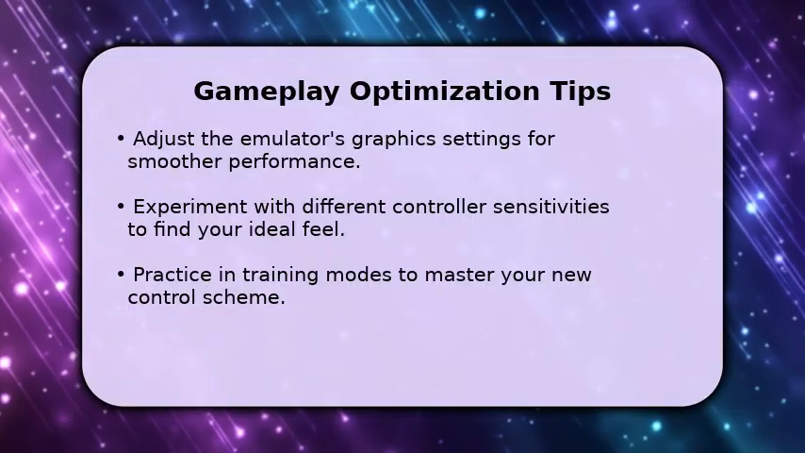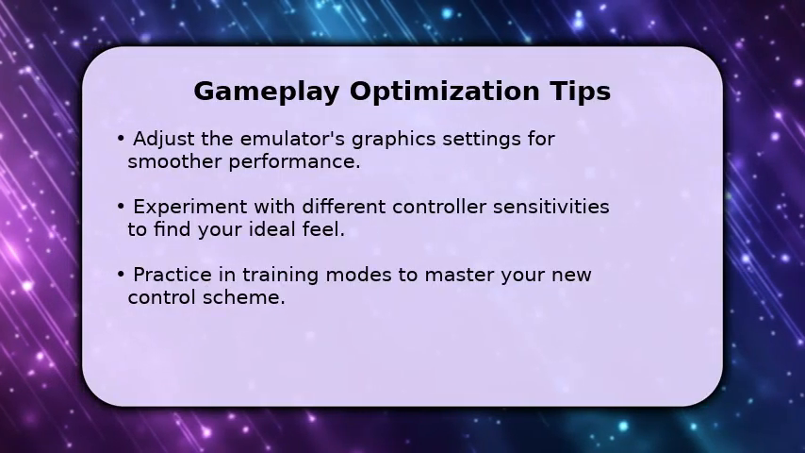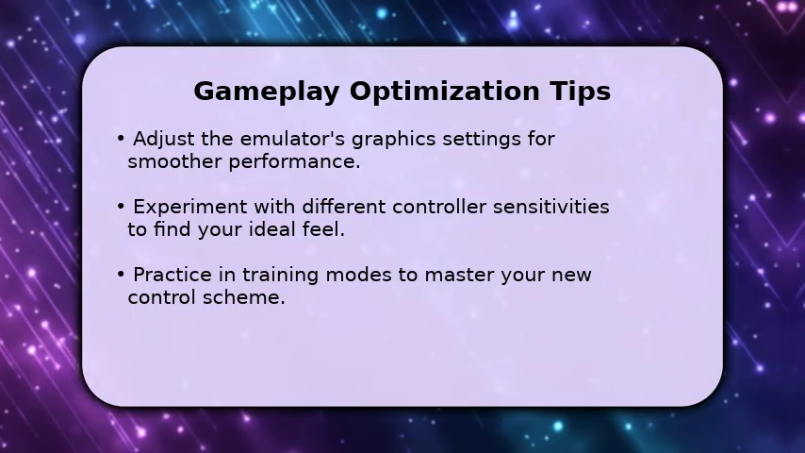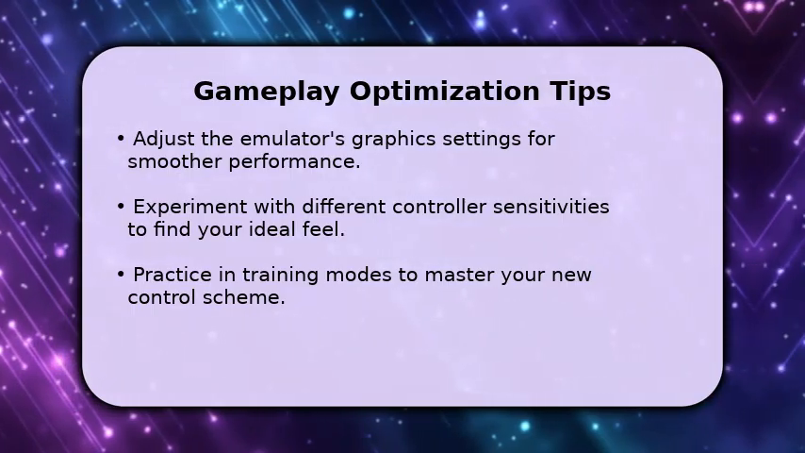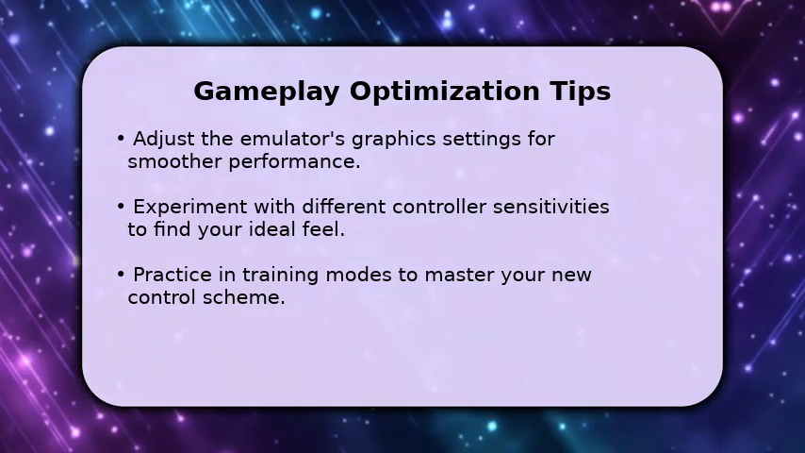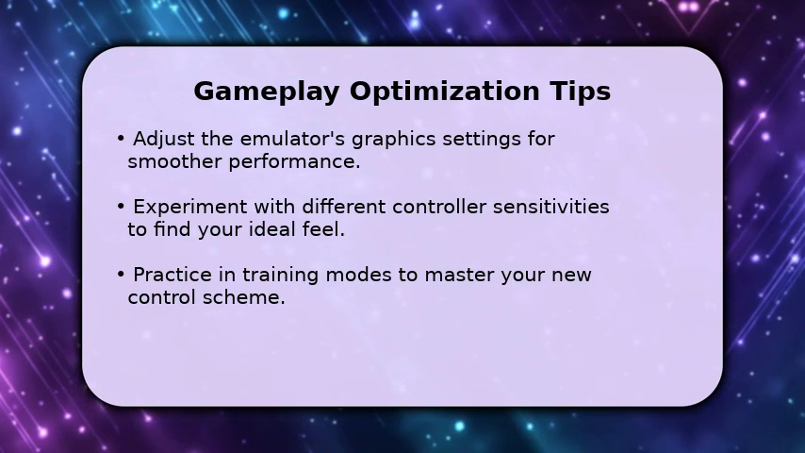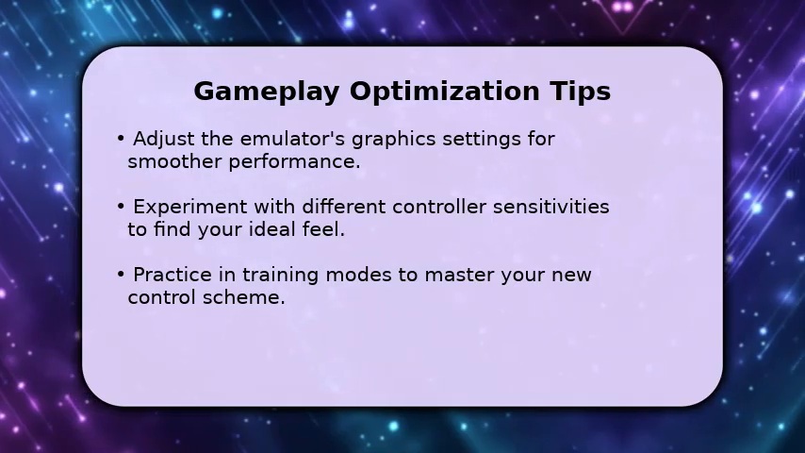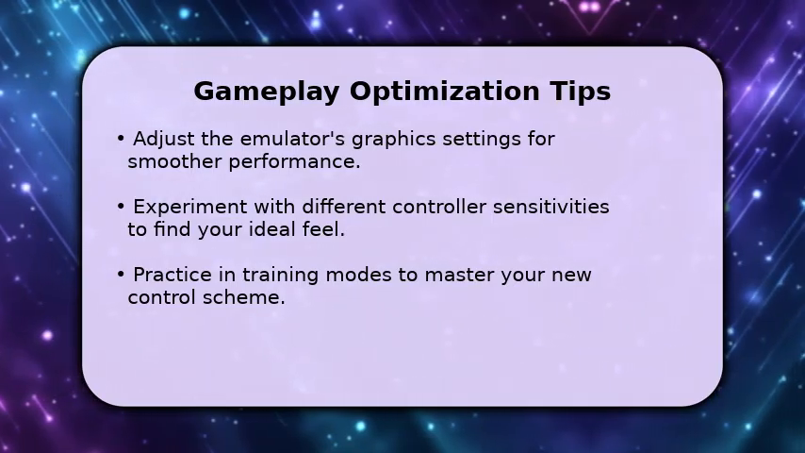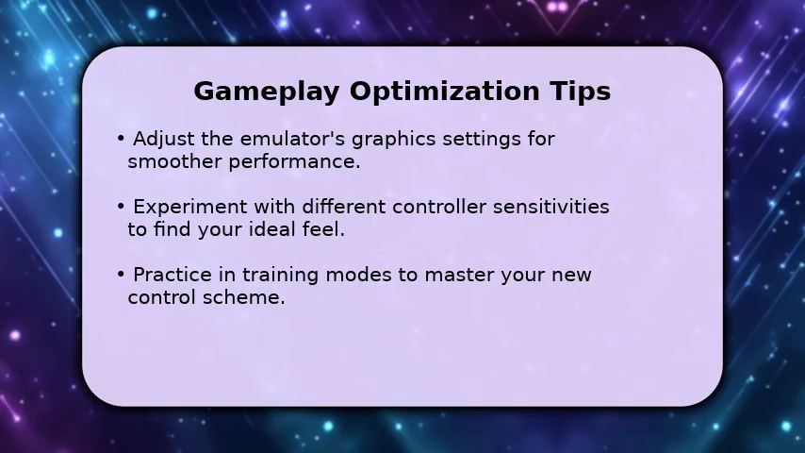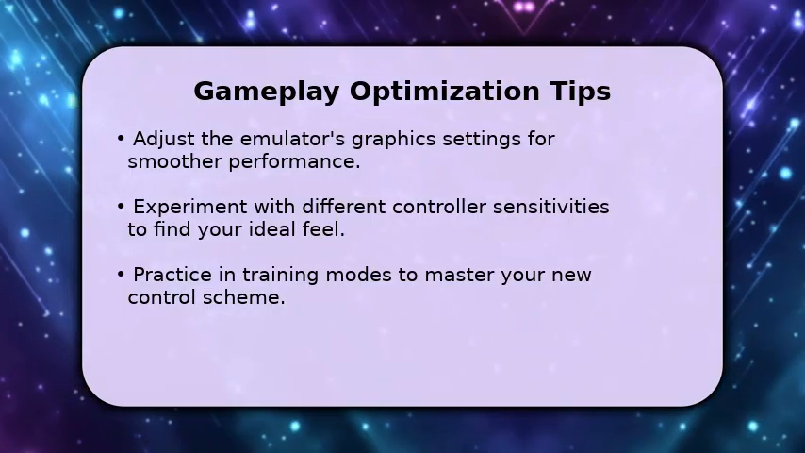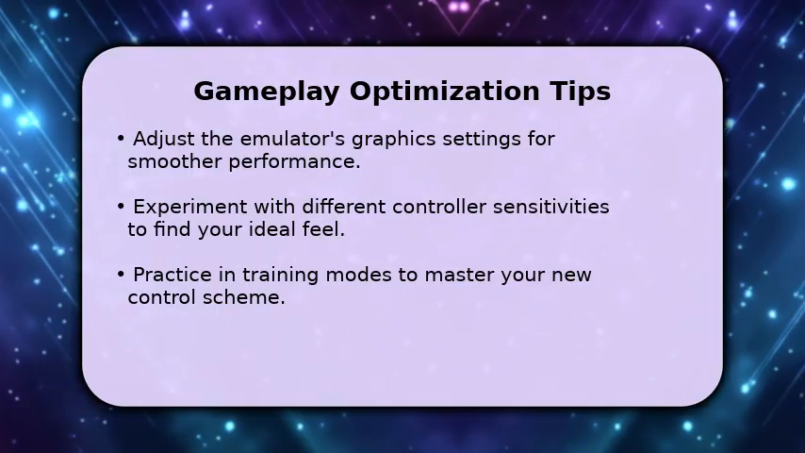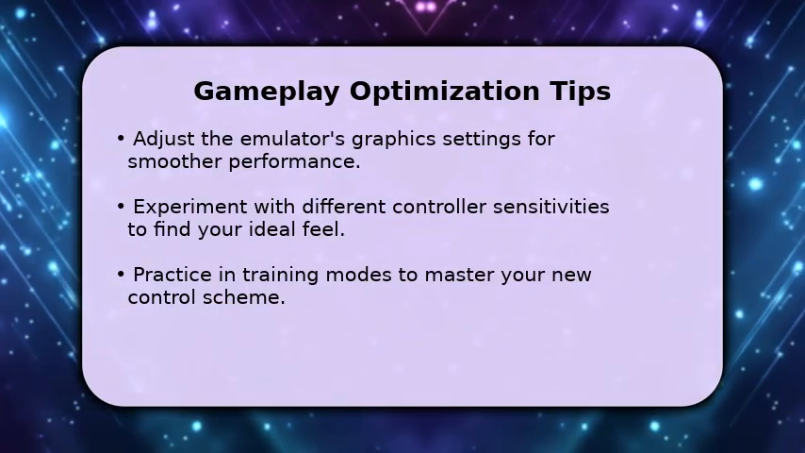To enhance your gaming experience, consider a few optimization tips. Adjust the emulator's graphics settings to achieve smoother performance, balancing visual quality with frame rate. Experiment with different controller sensitivities to find the perfect feel that suits your playstyle. Spend some time practicing in the game's training modes to master your new control scheme. With these adjustments, you can fully enjoy playing Call of Duty Mobile on a larger screen with precise controller input.